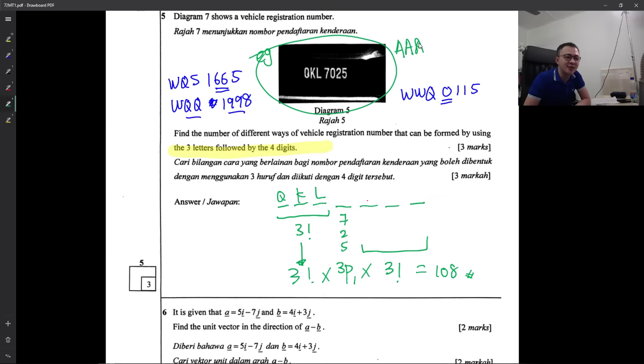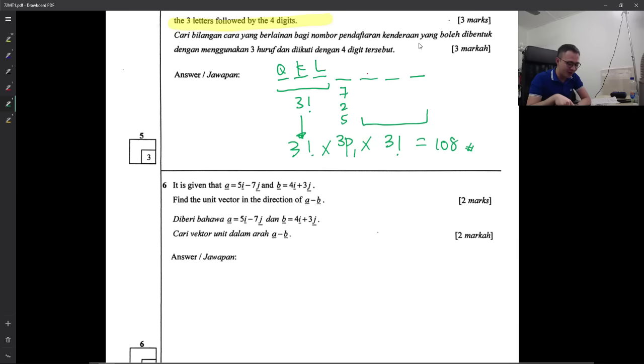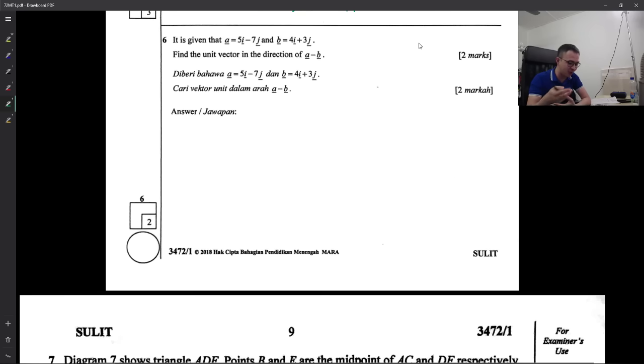So I want to ask, is it the SPM will come out a question like this? Not clear information. I hope the SPM question will be more clear. Yeah, because I am not sure. I am not the one who set the SPM questions. Alright, so let's move on to the next question.